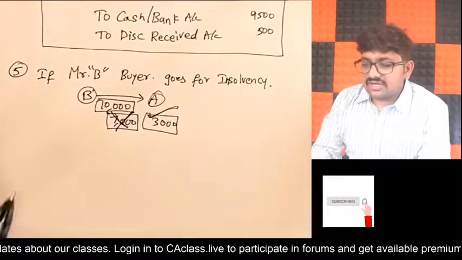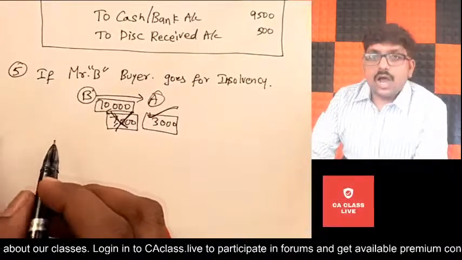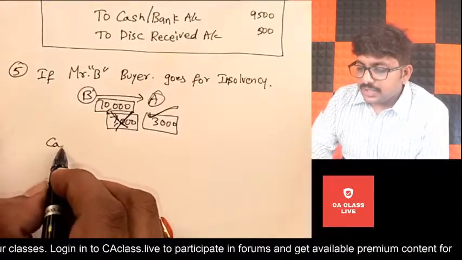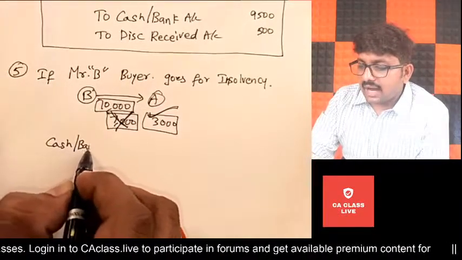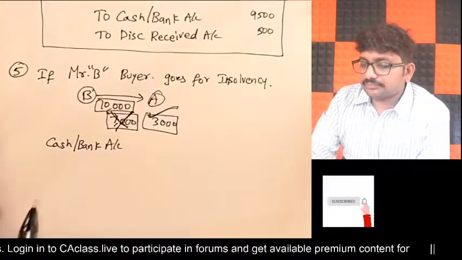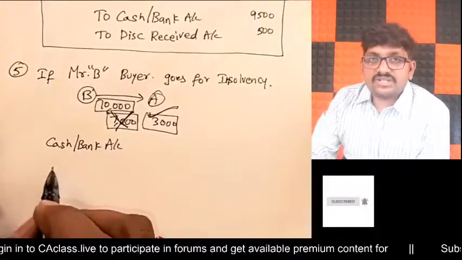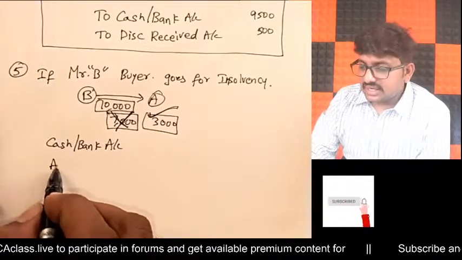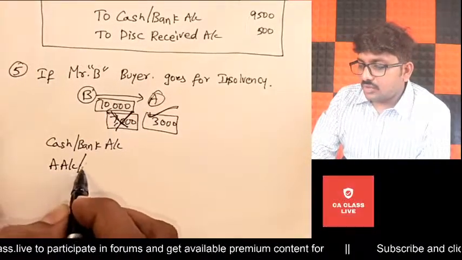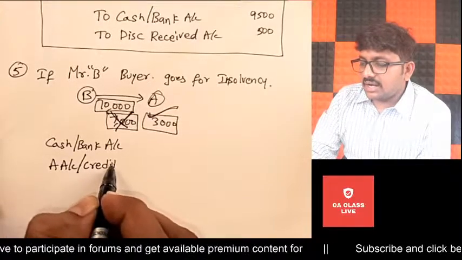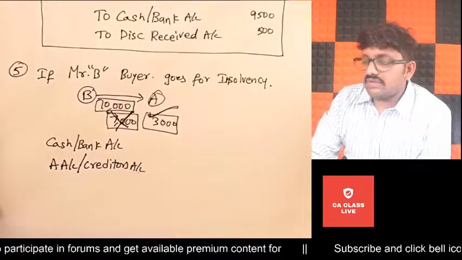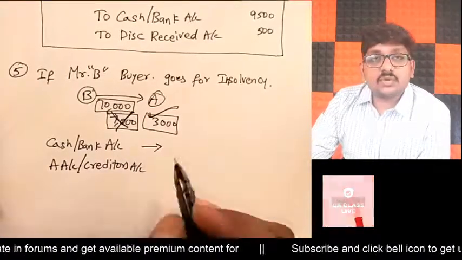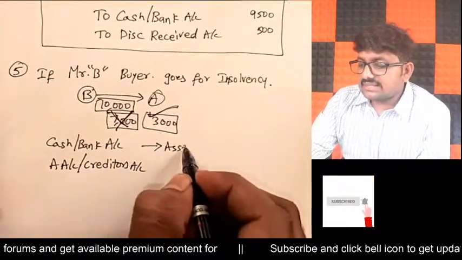Let us start, friends. So which accounts will be affected? Obviously, you are paying, right? So when you pay, your cash or bank account will be affected. And obviously you are paying to your creditor. So his account will also be affected. A account, or in general terms, creditor's account will also be affected. So cash or bank is a part of which category? Assets category.